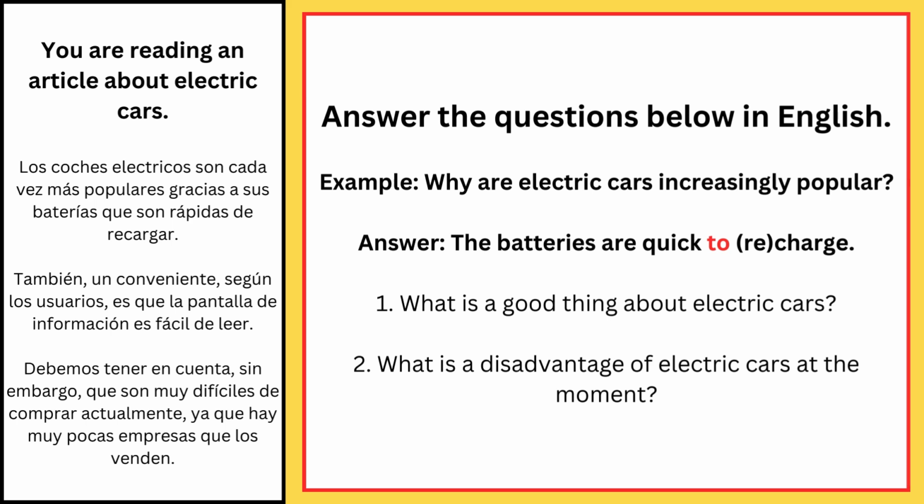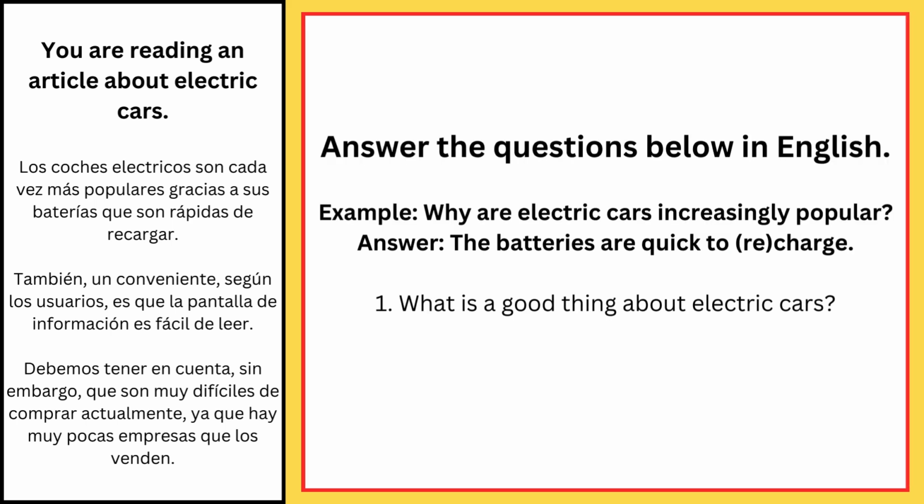So if we look at the first one now: what is a good thing about electric cars? Again, bearing in mind that the example the examiner has given you shows you their example answer to why electric cars are increasingly popular: the batteries are quick to recharge. We're looking for a good thing about electric cars now. Again, we want that "to something."